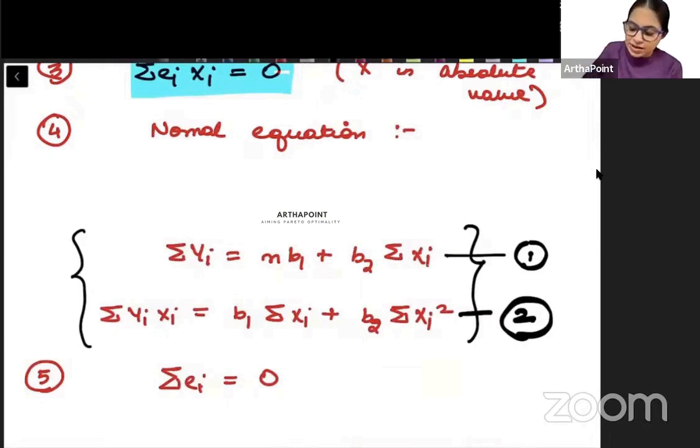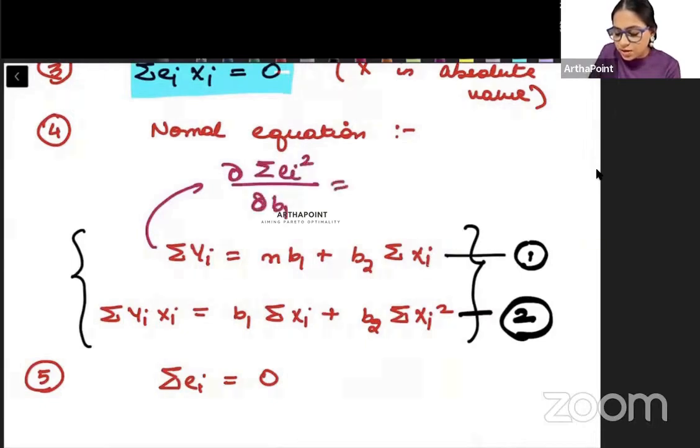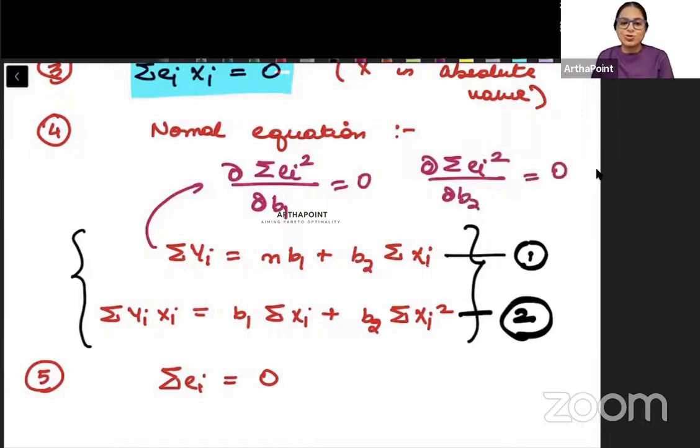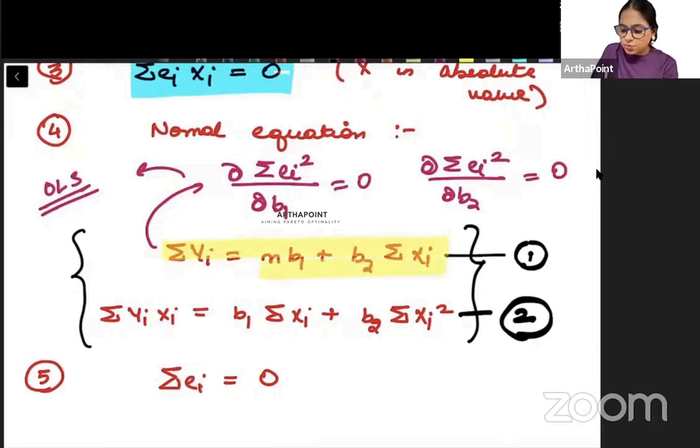Normal equation can be achieved by doing summation. Whenever you go ahead and differentiate summation ei square with respect to B1 equated to 0, differentiate summation ei square with respect to B2 and equate it to 0. So whenever you do this, that means whenever you follow the process of ordinary least square, OLS, that is when you will get these two normal equations. This is the first normal equation and this is the second normal equation.